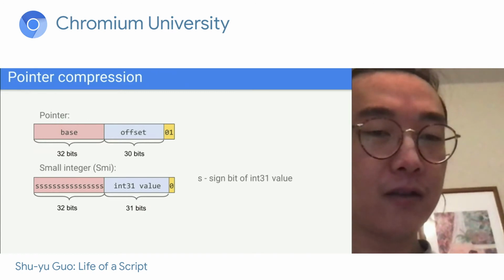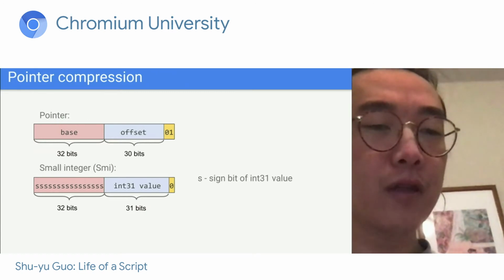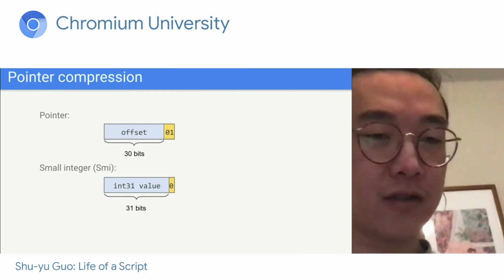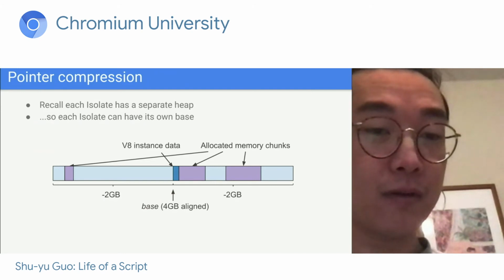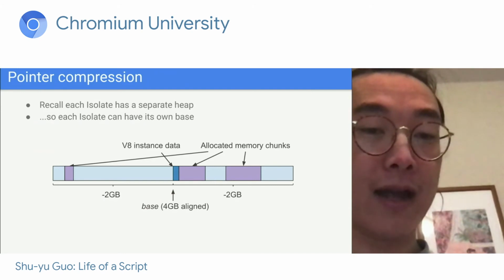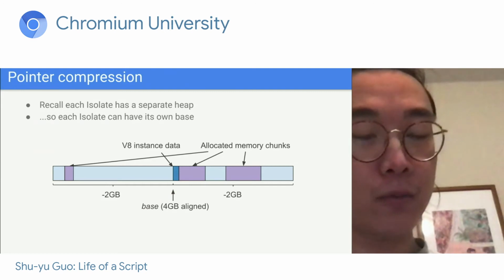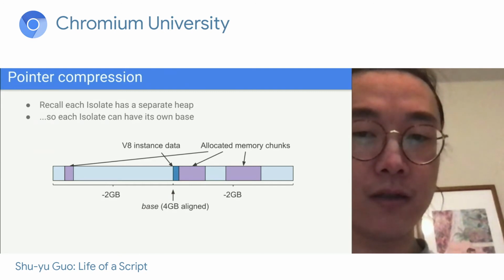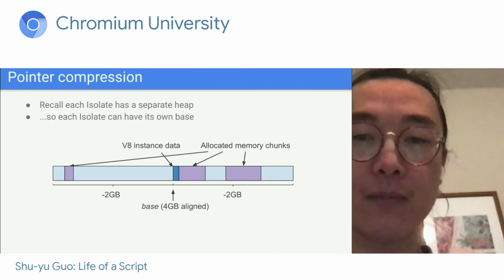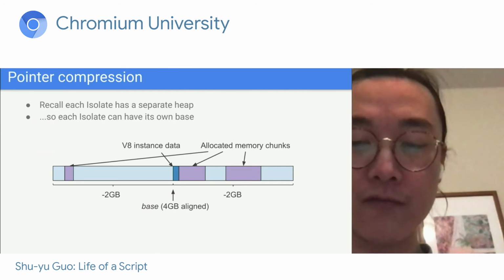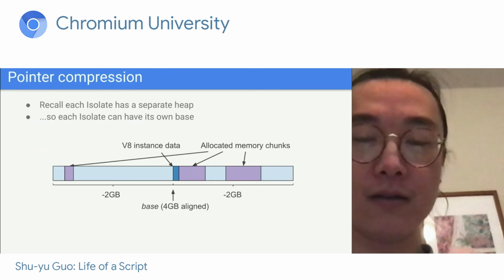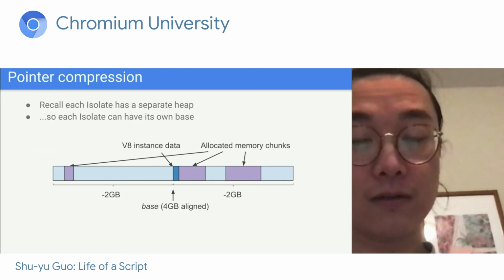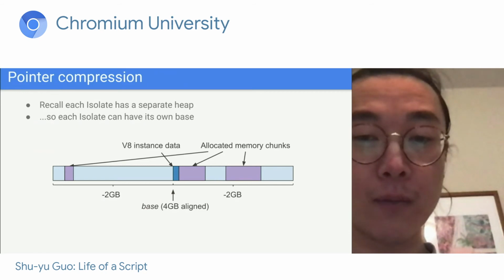But basically, the trick is, if you know the base address of your pointers, you can just chop it off because you can then reconstruct your full pointer. And the nice thing is that we do know our base because each isolate has a separate heap. If we make sure our base is always aligned on a 4 gig boundary, then we know the lower 32 bits is 0, and we can do a simple addition to reconstruct the full pointer. There's a nice in-depth blog post on v8.dev that you can read if you're interested. And this is something that we recently turned on this year. This got us really nice wins for memory on 64-bit.